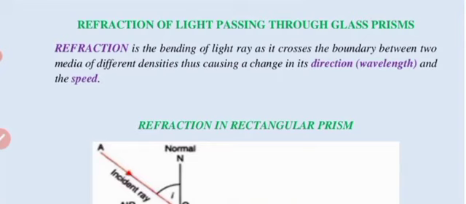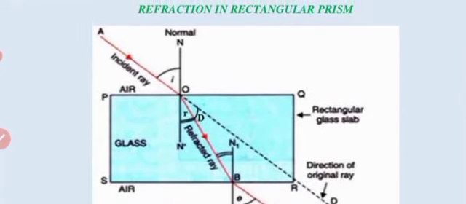What is refraction? Refraction is the bending of a light ray as it crosses the boundary between two media of different density, thus causing a change in its direction or wavelength and speed. Now let's quickly see refraction in a rectangular glass prism, because we have two types of glass prism that we are going to consider in this topic. First one is the rectangular glass prism. So let's see how light is refracted in a rectangular glass prism.